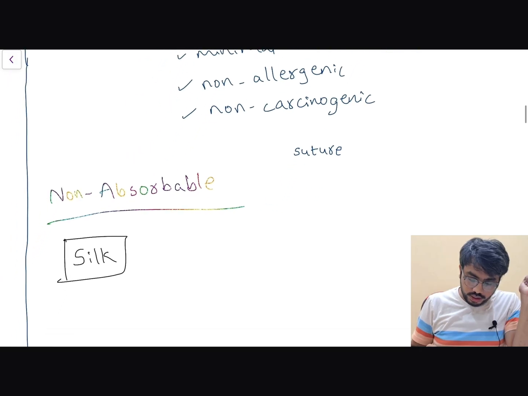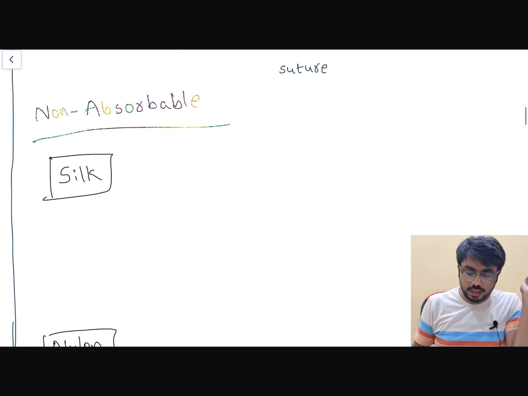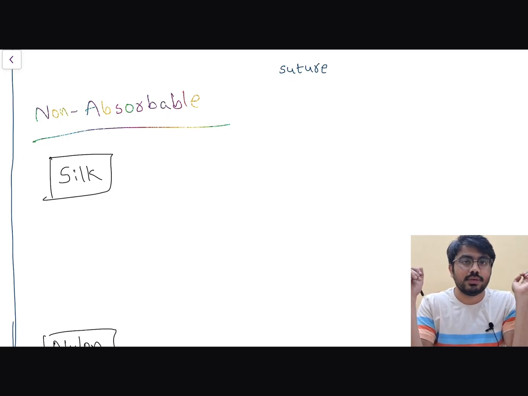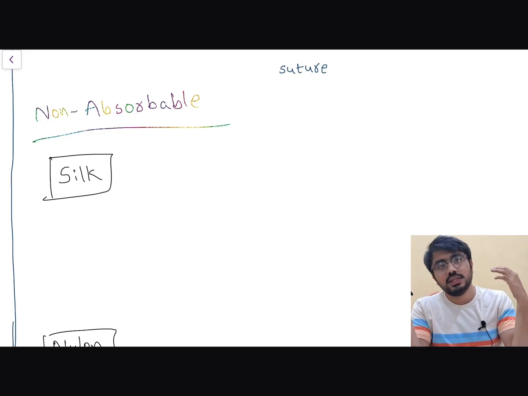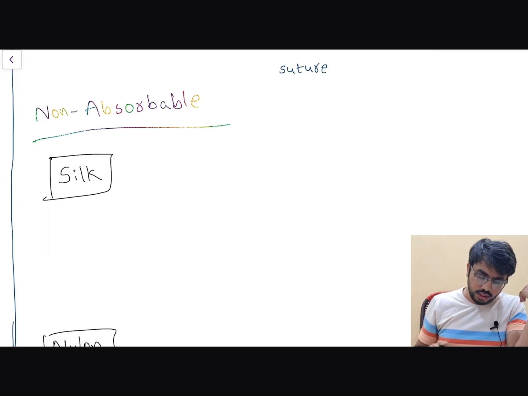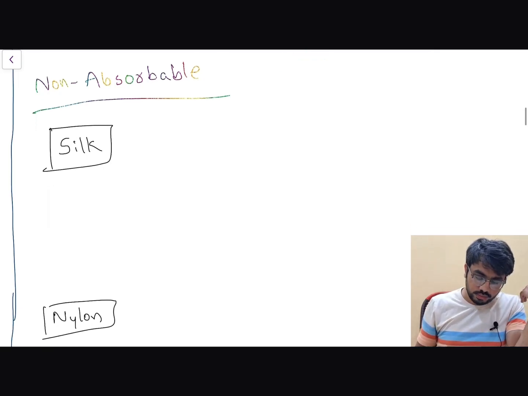Now coming to the suture materials per se, the first thing we have seen is the desired characteristics of a suture material. Now we are coming to the individual suture materials. I am dividing suture materials into two types: non-absorbable and absorbable. First we will look into all the non-absorbable sutures and then we will go to absorbable sutures. Now coming to the non-absorbable sutures.